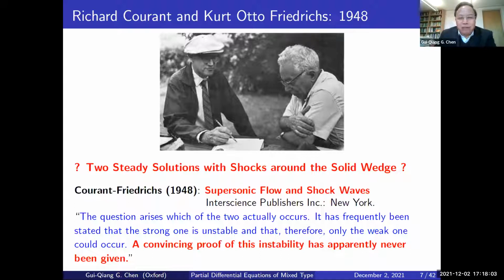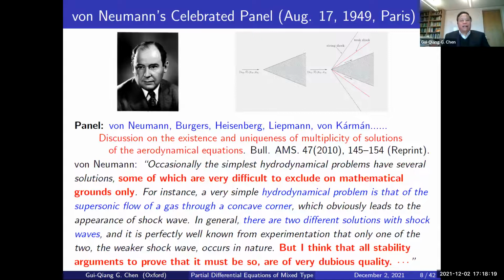A convincing proof of this instability has apparently never been given. So they somehow believe the Prandtl conjecture, but no proof has been done of that. Then one year later, von Neumann became quite interested in this problem.